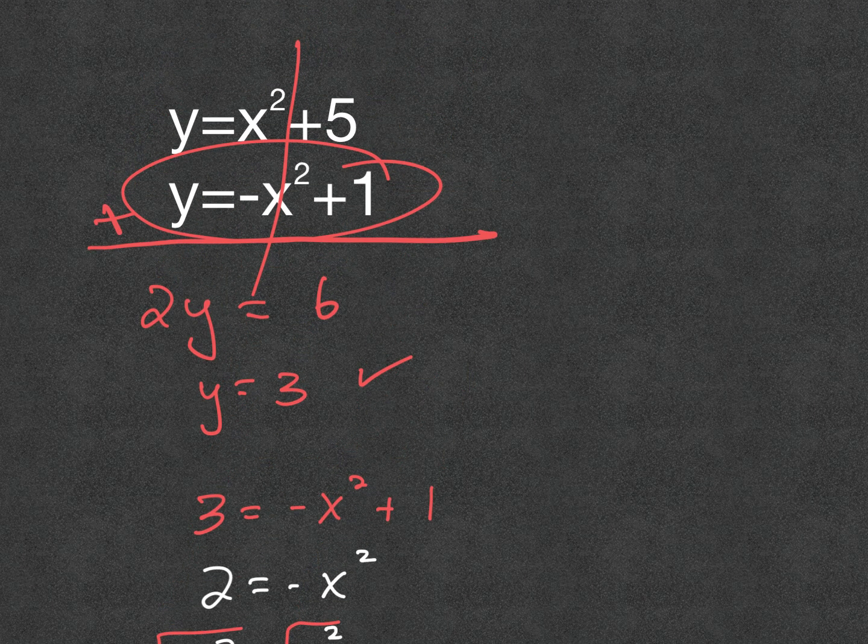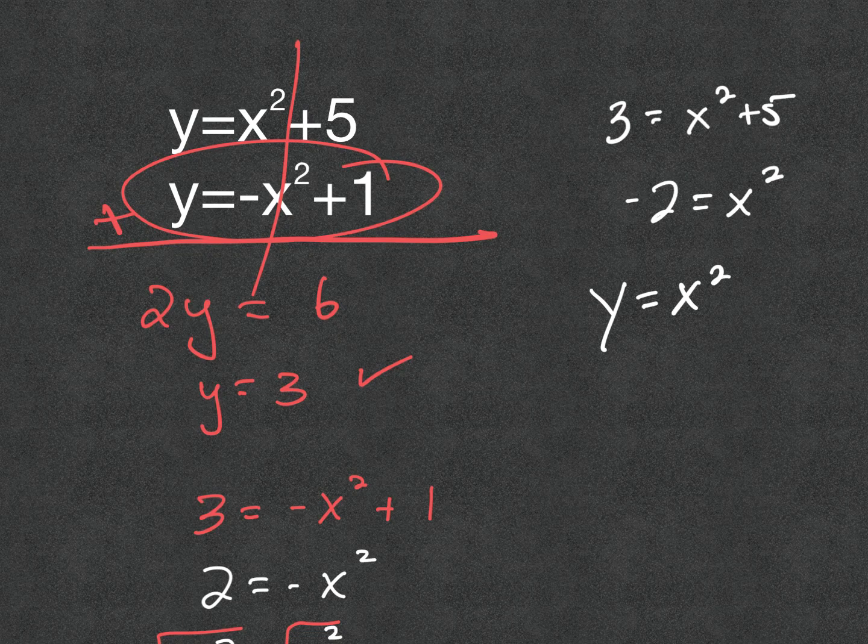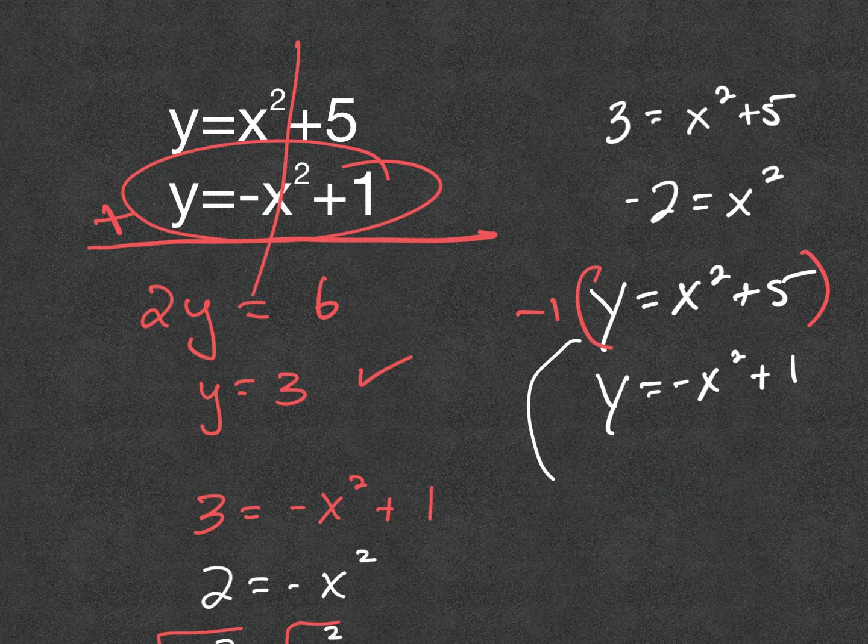Well, maybe we did something wrong. Let's try it in the first equation. 3 is equal to x squared plus 5. Subtract, and we get negative 2 still is equal to x squared. Well, let's try this a different way. Let's try it all the ways that I've shown you. You have y equal to x squared plus 5, and you have y equal to negative x squared plus 1. Why don't we make a negative y, just like I was saying? Let's be consistent with my instruction. So that would give you negative y equal to negative x squared minus 5. And the second equation would be the same: y is equal to negative x squared plus 1.